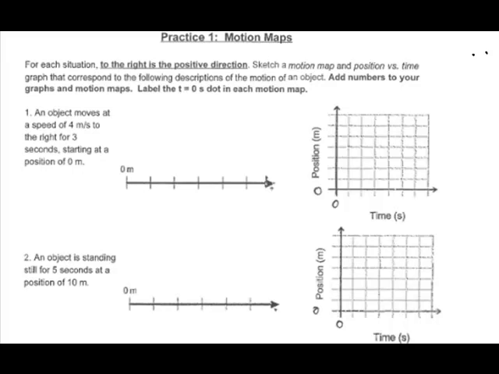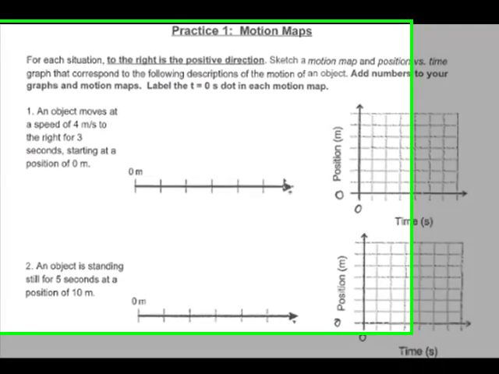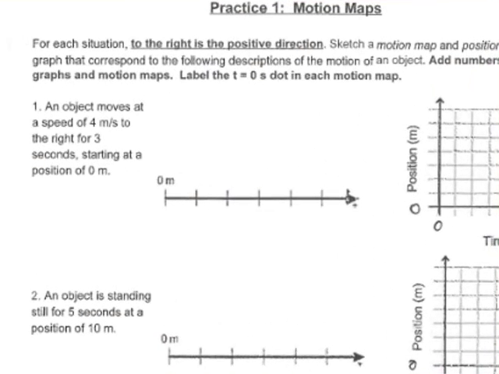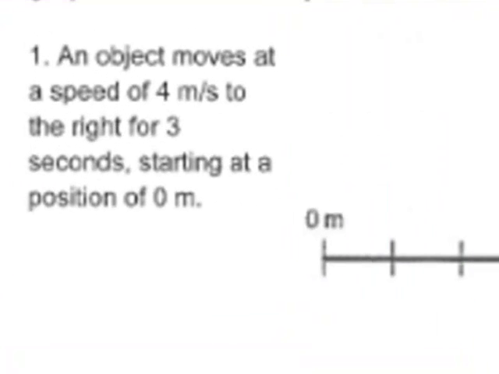Okay, and you've already seen that for each situation, to the right is the positive direction. So you're going to sketch a motion map and a position versus time graph that corresponds to the following descriptions of the motion of an object. In our previous examples, we actually saw the motion, and this time we just have a word model of what's happening. We're going to add numbers to the graph and the motion maps, and we want our first dot to be a time of 0 seconds. Okay, so let's take a look at this.